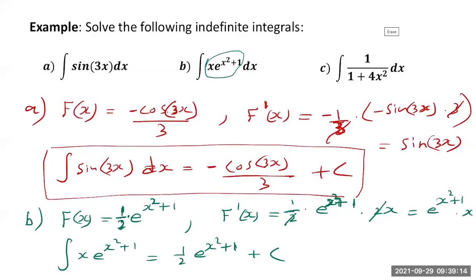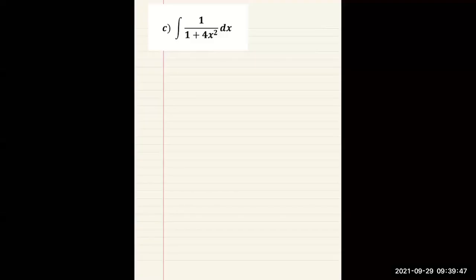We have one more, part C. Let's work on the last part. Let me copy this to the other page. All right. How do you find the indefinite integral of 1 over 1 plus 4x squared? Well, again, the idea is the same. You need to find a function uppercase F of x such that the derivative of uppercase F of x is equal to 1 over 1 plus 4x squared, right? That's the idea. How do you find such a function?